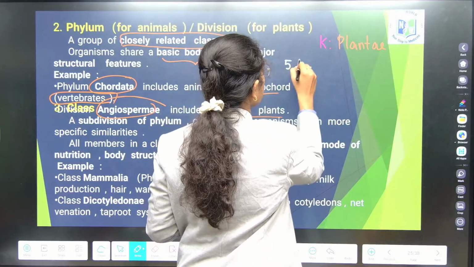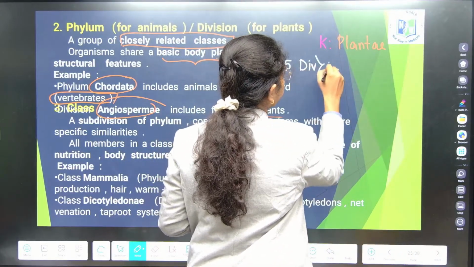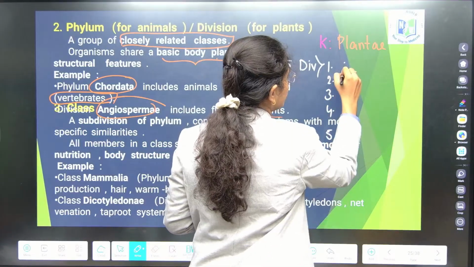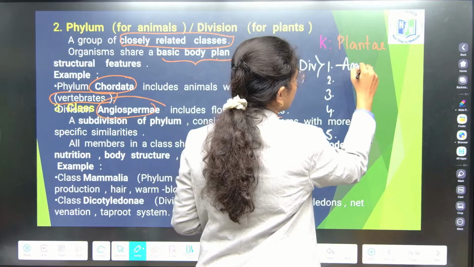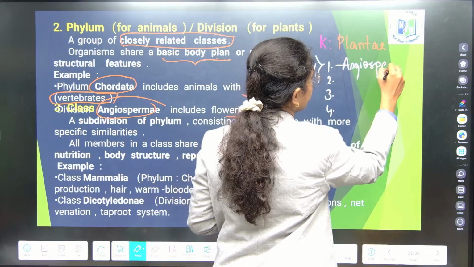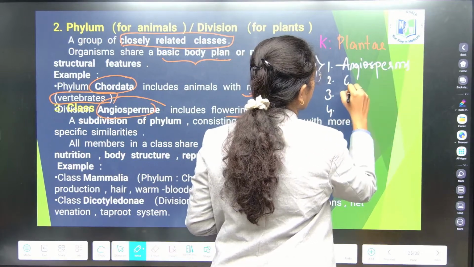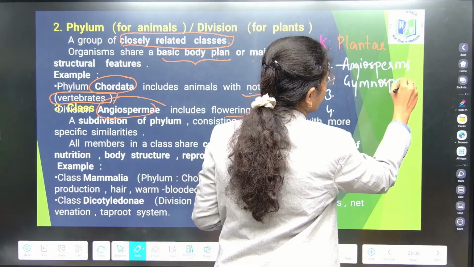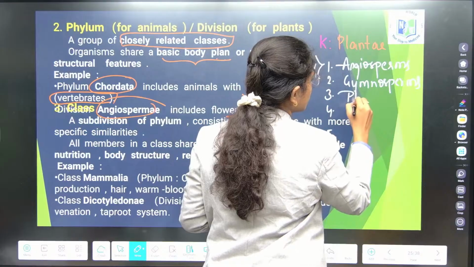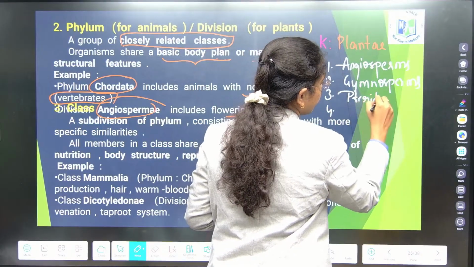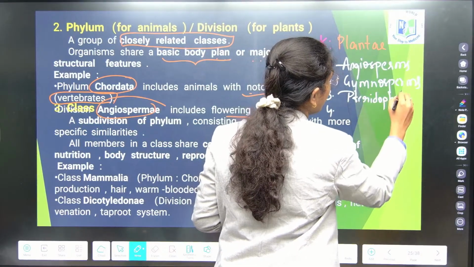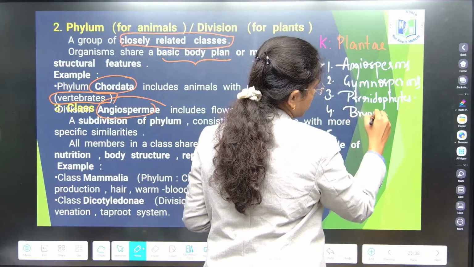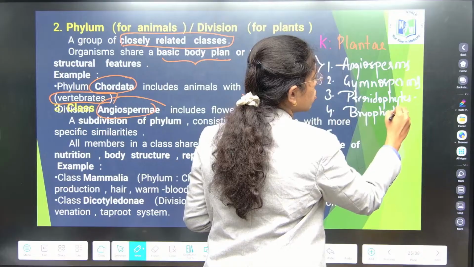Five divisions. Angiosperms, gymnosperms, pteridophytes, which are the first vascular cryptogams, bryophytes, thallophytes, those are algae.